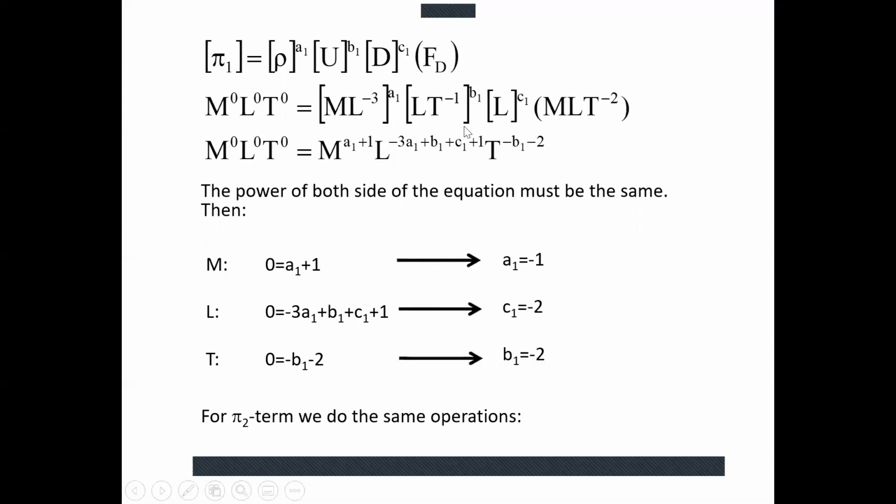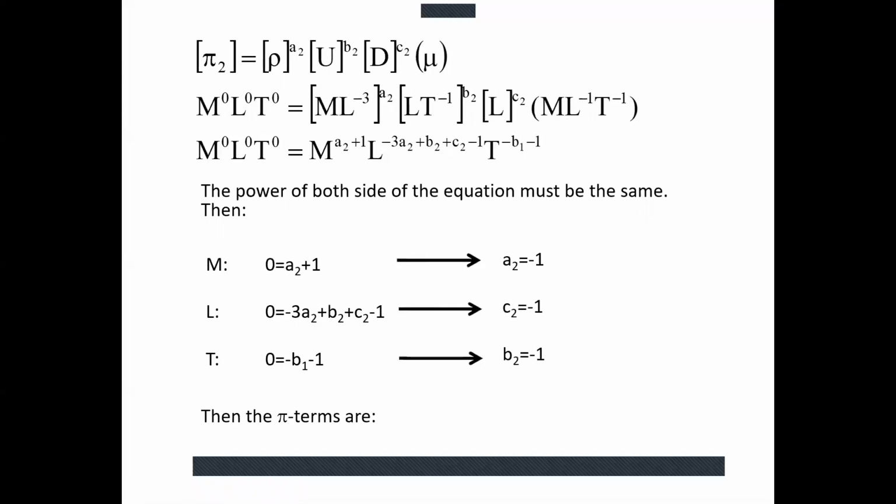And have a look at T. We have T to the minus b1 from the second term and minus 2 from the fourth term. This means that minus b1 minus 2 should be equal to 0, so b1 is minus 2. Inserting a1 and b1 into the second equation, we can also obtain c1. And we can apply the same for pi 2. I will not go through it all because it is not very difficult.